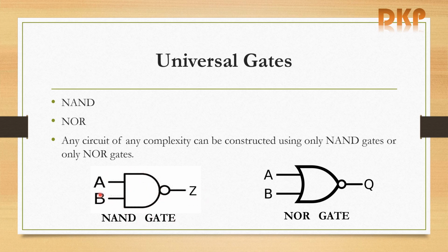This logic symbol you can notice here, without this bubble, it is the logic symbol of AND gate. So one AND gate with a bubble gives NAND gate and one OR gate with a bubble gives NOR gate. NOR gate is also having 2 inputs A and B and 1 output Q.